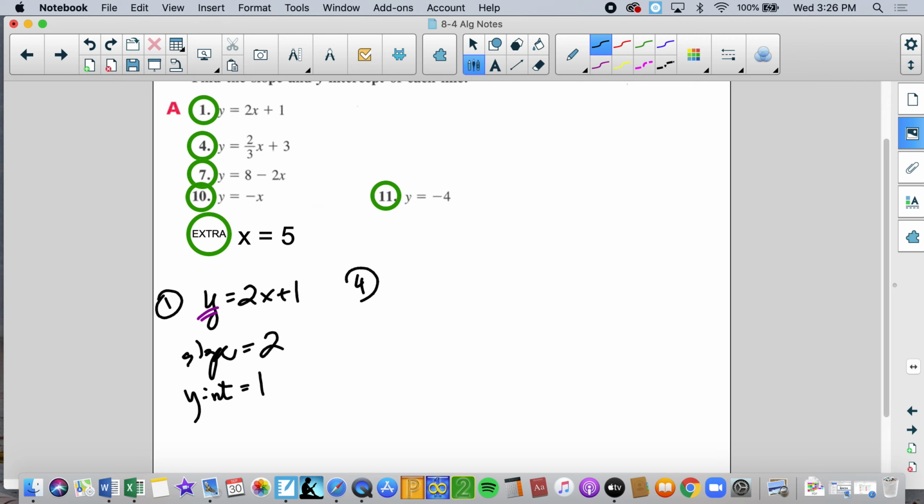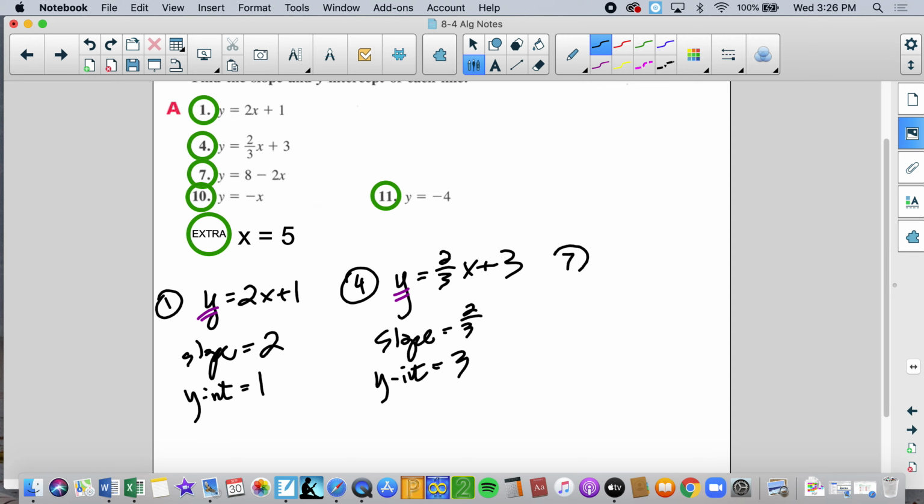Number 4, we have y equals 2/3 x plus 3. First thing we should look at is, is y isolated? Yes, y is by itself. So now I can pull out the slope and the y-intercept. The slope is the coefficient of x, 2/3. The y-intercept is 3.